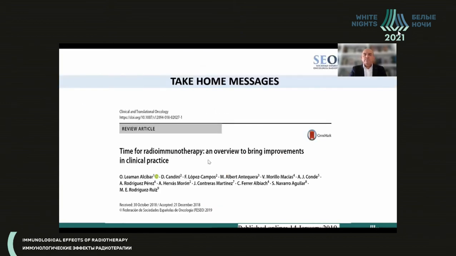So we can say, to conclude, that now it is time for radio-immunotherapy, as we have published recently in Clinical and Translational Oncology.